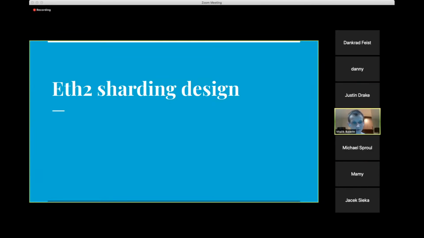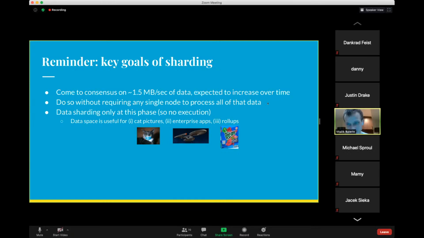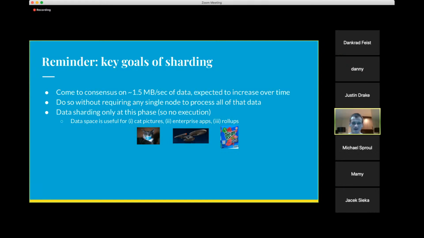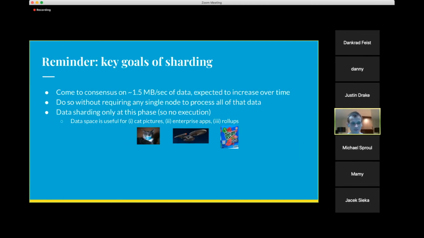Great. So to start off, some key goals of sharding, and this is just motivation for why we need to do any fancy stuff at all in Eth2 when we don't need any fancy stuff in Eth1. Basically, the goal of sharding is that we want to create a system that can process far more transactions, and specifically a system that can process so many transactions that you do not want to require any single node to process all of the data.